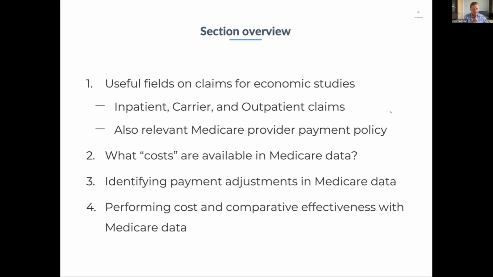To give an overview of this section, I'm going to describe some of the useful fields in claims data for economic research. In particular, I'm going to focus on the inpatient file and the MedPAR file, the carrier file, and the outpatient hospital claims files. For each of these examples, I will discuss some relevant and related Medicare payment policies, which is important for understanding the payment information available in the claims data. I will also discuss the different measures of costs available in Medicare data, and some of the payment adjustments that you see. Finally, we'll talk a little bit about how to perform cost effectiveness analysis and comparative effectiveness research using Medicare data.